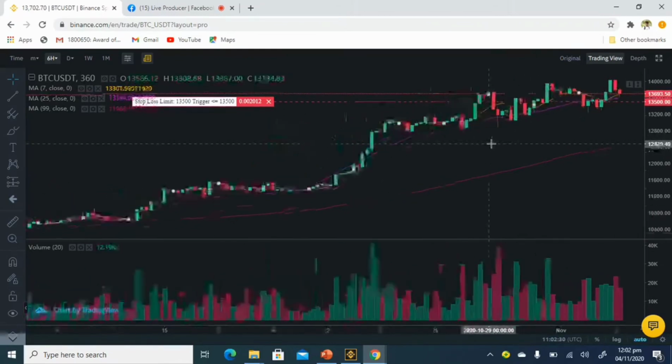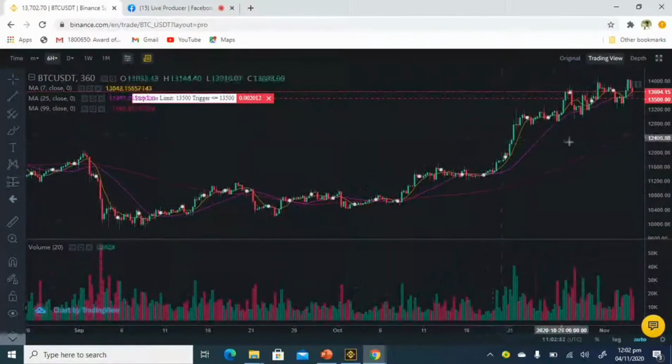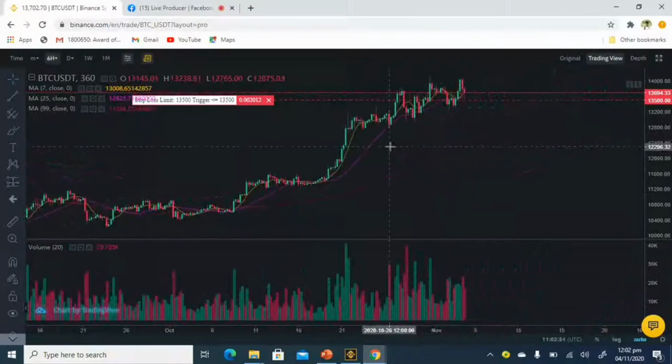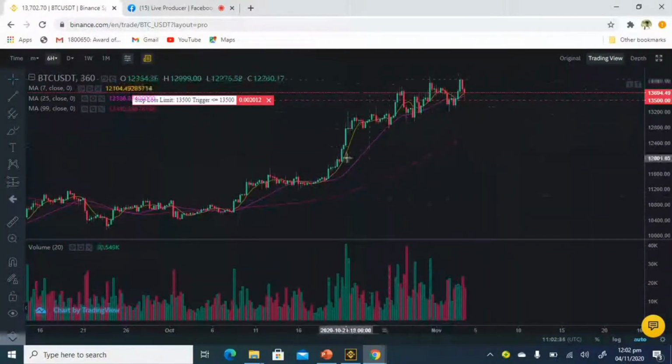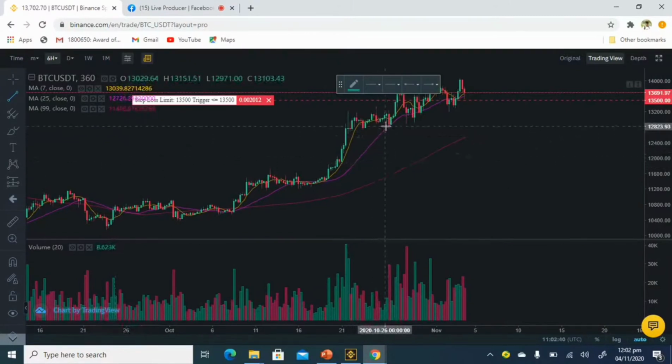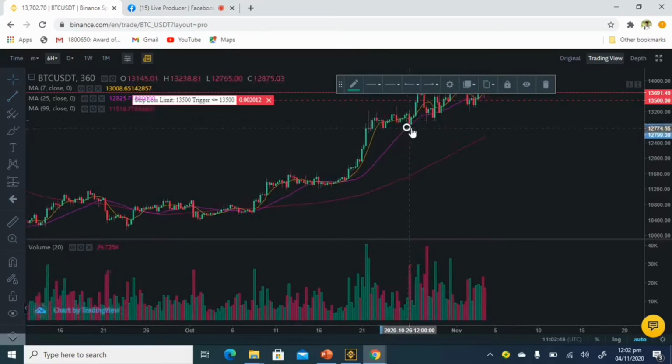All right. Let me use 6 hours. Let me make a bit. Okay, now looking at this 6 hours chart, let me draw a line. You see that from this point here where I place this cursor. All right.